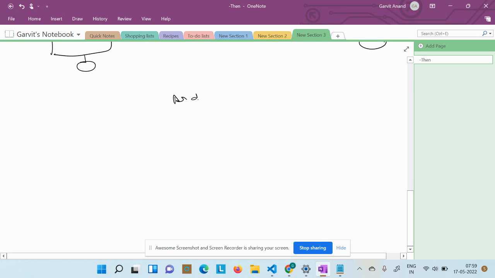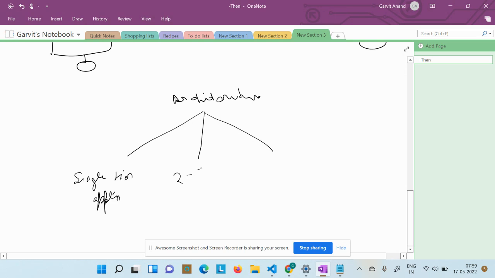Now, architecture is divided into how many types? If we talk about architecture and its types, it can be a single tier application, a two tier application, a three tier application, and it can be an n-tier application.